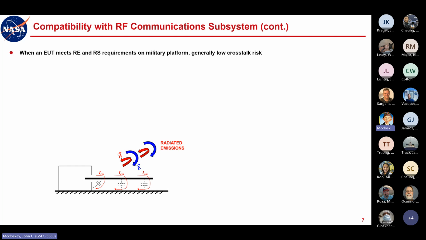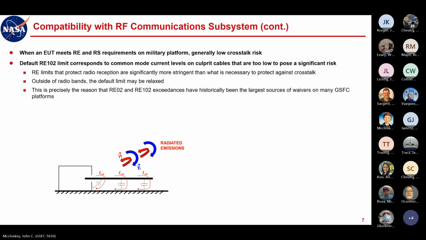Again, just for review, when an EUT meets the stringent RE and RS requirements on a military platform per the mill standard, there's generally a low risk of crosstalk. So that default RE102 limit from the mill standard corresponds to common mode current levels that are generally too low to pose a significant risk of crosstalk.